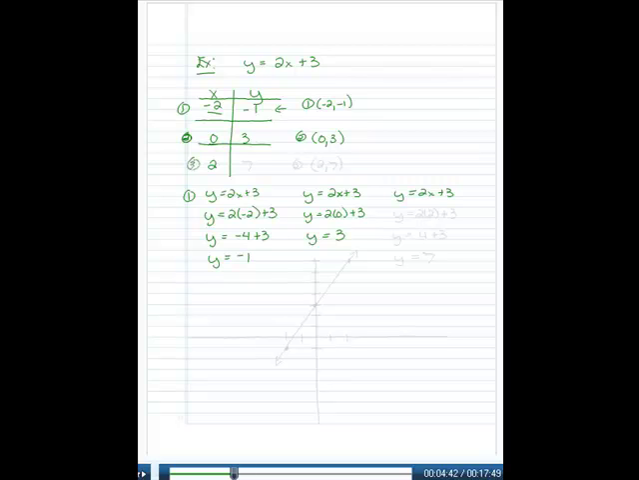Now the third one, last but not least, this time x is a positive 2. So I'm going to have y equals 2 times positive 2 plus 3. 2 times 2 is 4 plus 3, so I get y equals 7. So on this one, when x is positive 2, y is 7, and that's my third point.